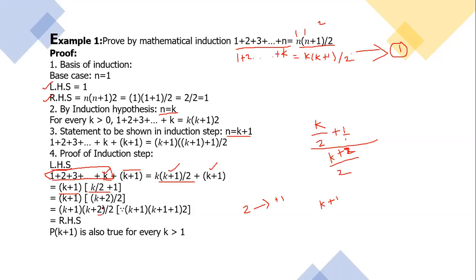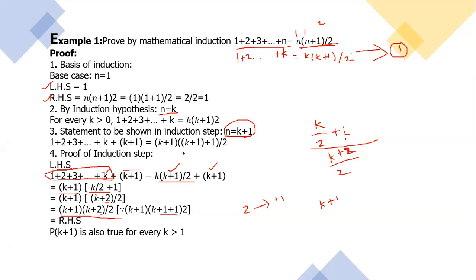Yes, okay, we got it. It means I'm just doing what? Just replacing this 2 by 1 plus 1. After that, I got k plus 1 into k plus 2 divided by 2. It means that if you substitute n equal to k plus 1 in the right side, what is the value? K plus 1 into k plus 1 plus 1 divided by 2. So we got the right hand side.